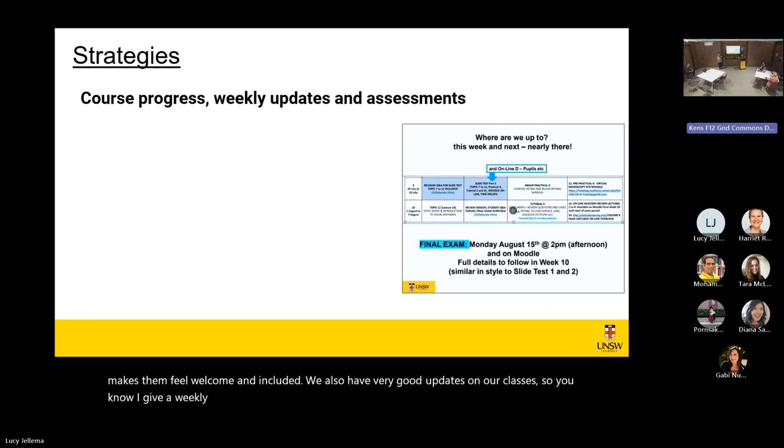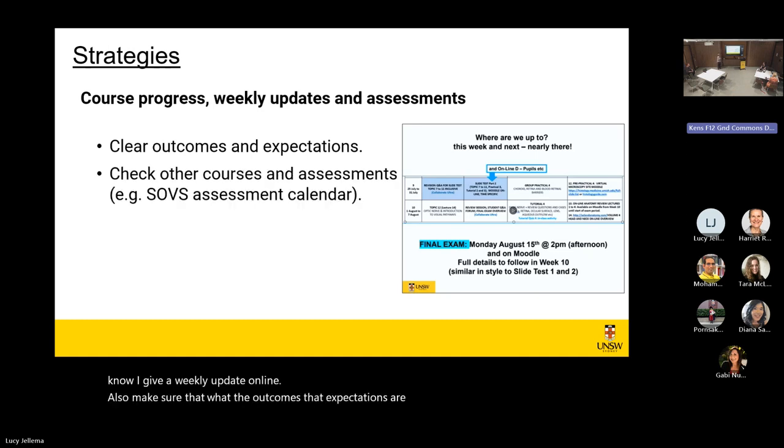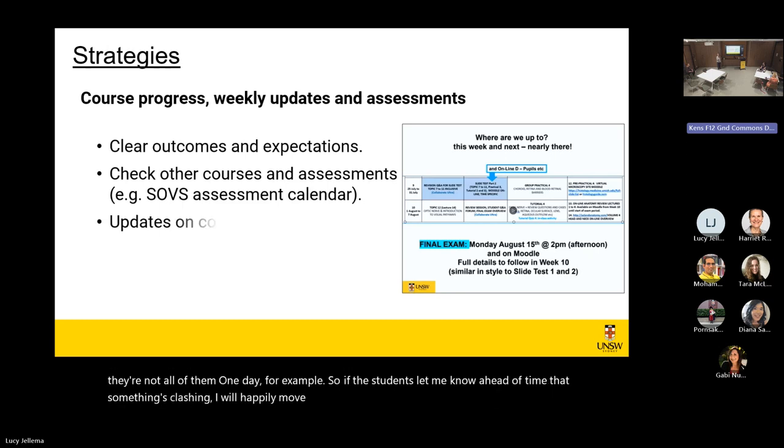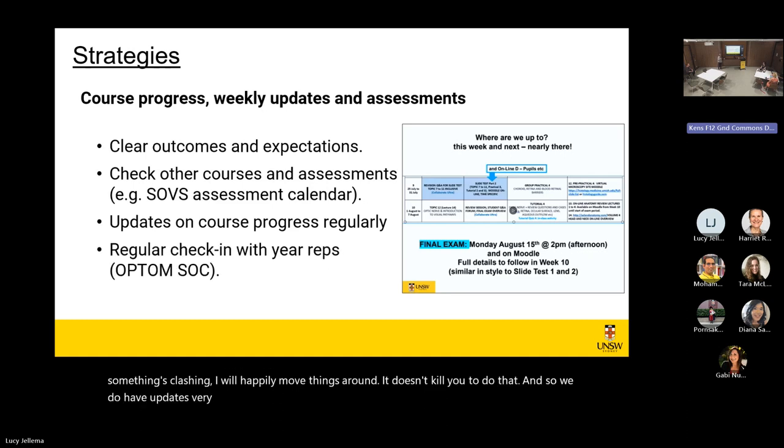We also have very good updates on our classes, so I give a weekly update online. I'll also make sure that what the outcomes and expectations are. We do have very good assessment calendars in optometry and vision science, so you can plan your assessments so they're not all on the one day, for example. So if the students let me know ahead of time that something's clashing, I will happily move things around. It doesn't fool me to do that. And so we do have updates very regularly throughout the course.